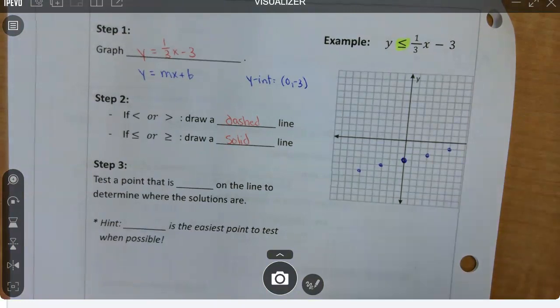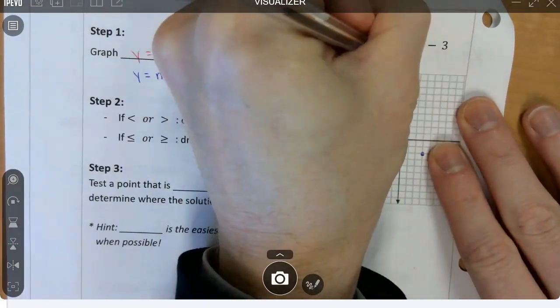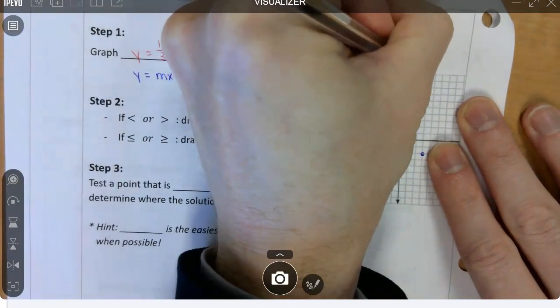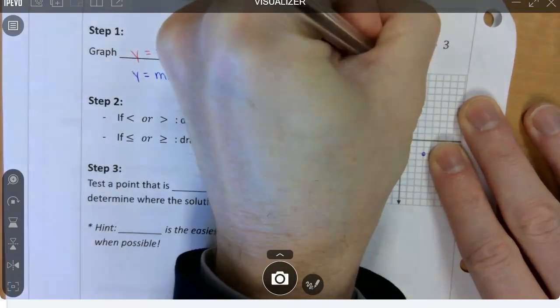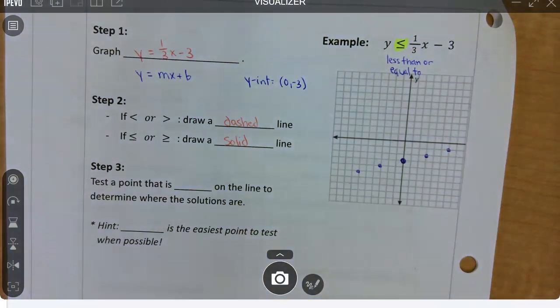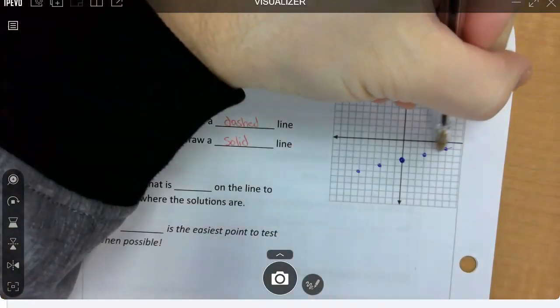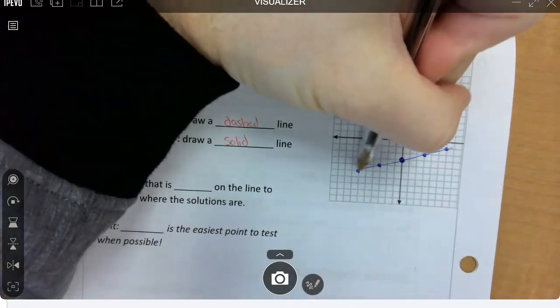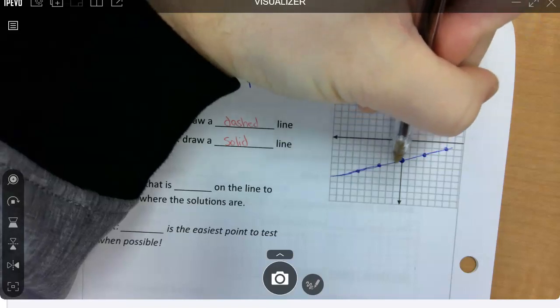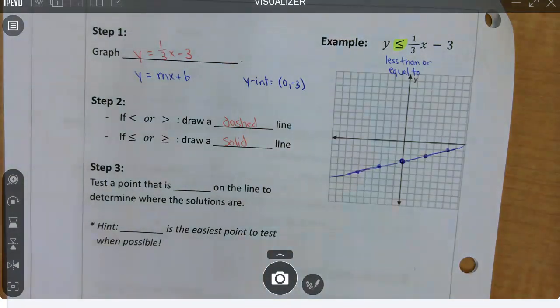Well, again, if I look at the symbol that I started with, this was a less than or equal, and I'll write it in just so we remember. Less than or equal to. That means I can connect my points with a solid line. Okay? You want to use a ruler for this. And there's my line. Okay?